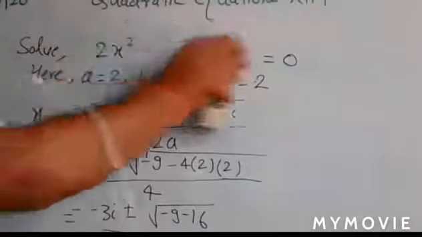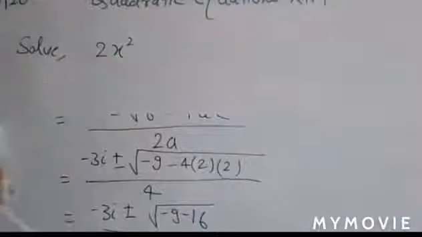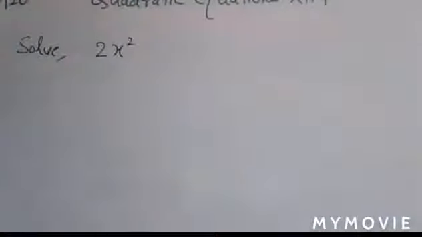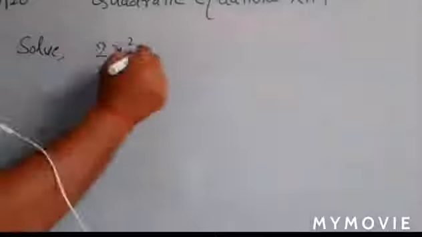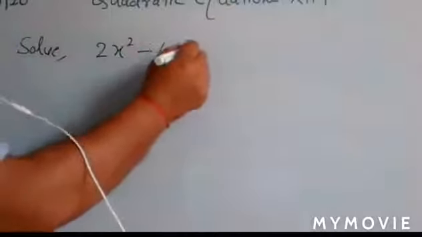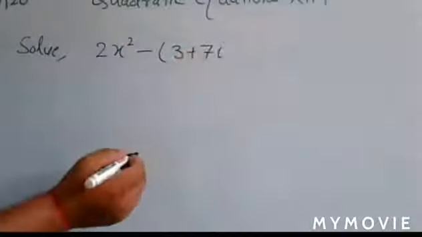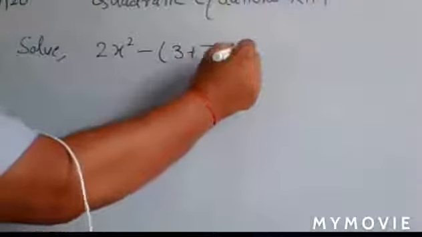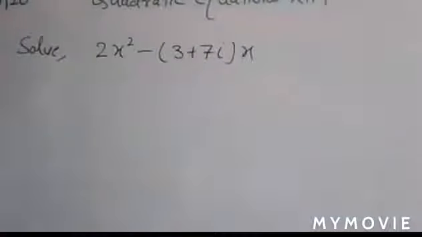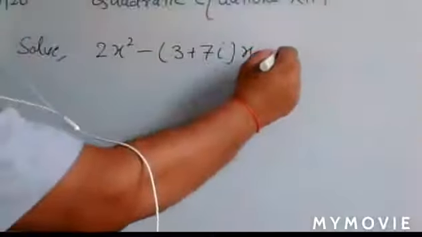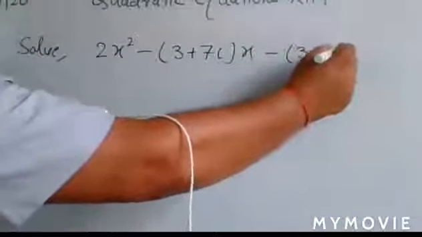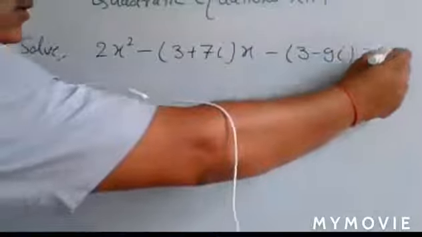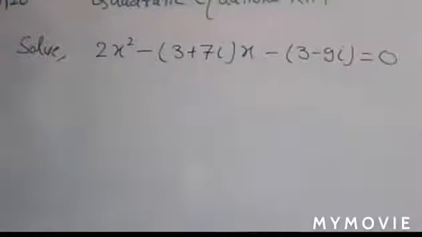2x square minus (3 plus 7i) into x, plus (3 minus 9i) is equal to 0. Okay, you have to solve that.